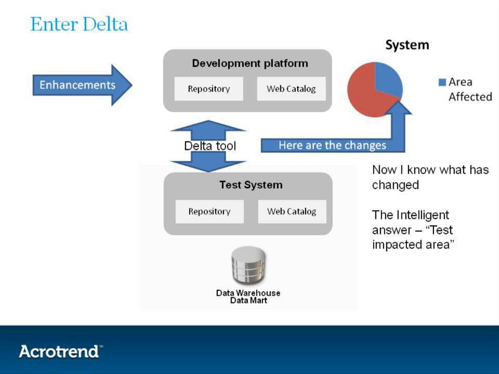So what Delta allows us to do is see what the changes are between the two repositories, but then also see what the affected reports are within the web catalog that are dependent on those areas within the repository, and therefore what the potential impact is going to be. That allows us to take an intelligent approach to testing and say, we're only going to test those areas that we know have been affected by the changes.